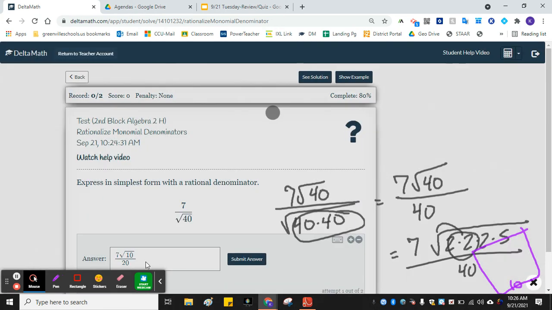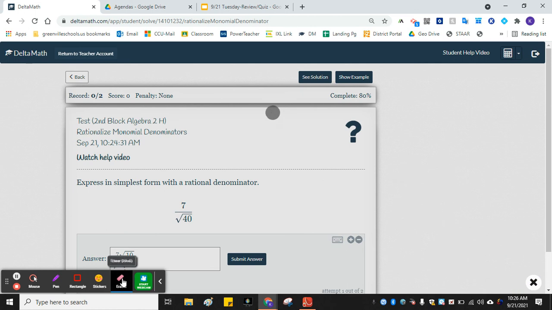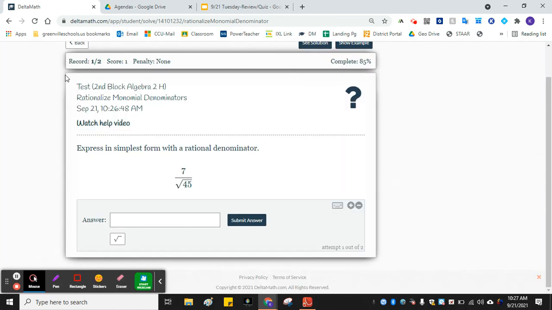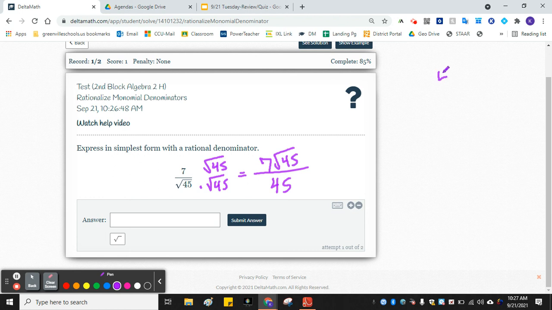All right. I feel like I didn't explain that very well, so let's try to explain the next one a little better. To get rid of square root of 45, I'm going to use square root of 45 on top and bottom. Square root of 45 times square root of 45 gives you 45, and 7 square root of 45. Try to break it down.